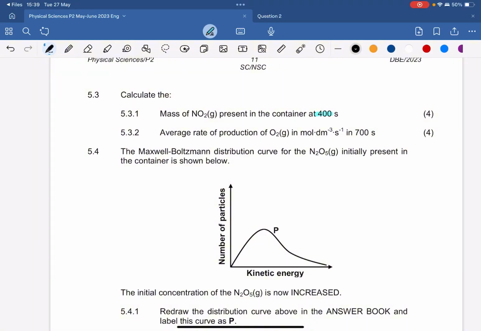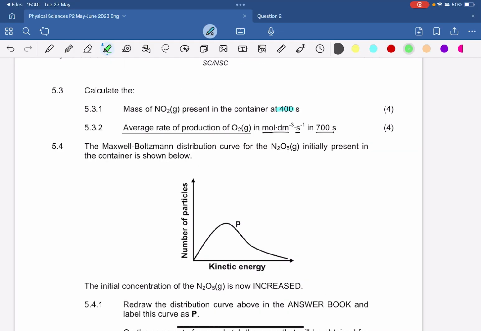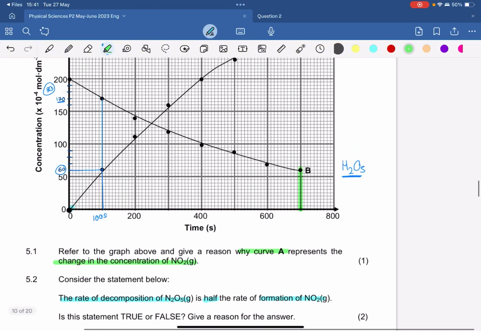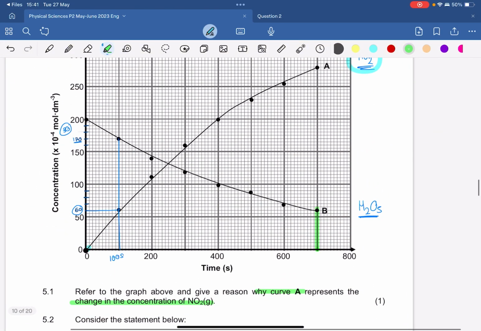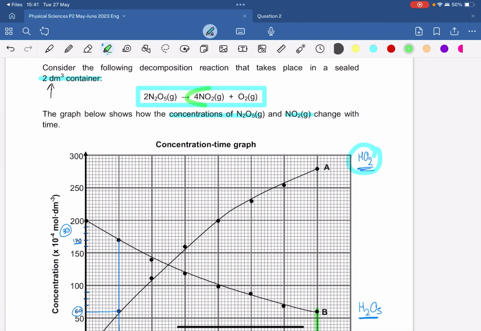5.3.2 asks us to calculate the average rate of production of O2 gas in moles per decimeter cubed per second. So this part is concentration, and that part is per second, in 700 seconds. We don't have a graph for the oxygen gas, but we do have a graph for the NO2, and we do have the graph for the N2O5. So we're going to choose one of those.